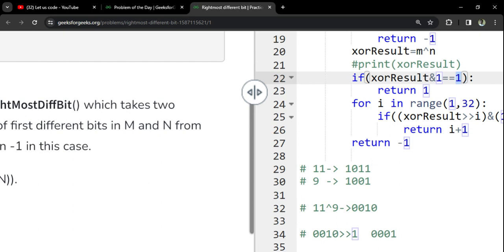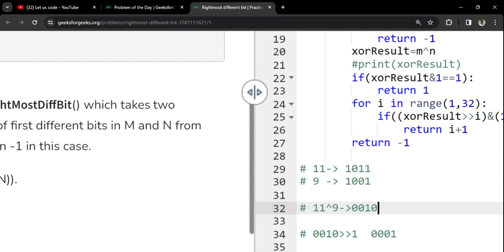Okay, if the least significant bit of this result is 1, only then you will get this answer as XOR. Whenever I see this is 1, it basically means that the rightmost bit is different for both 11 and 9. As simple as that, because this is the XOR result, right? So this is what we are going to check. In this case, this is not 1. So what we'll do is, we'll right shift this by 1.